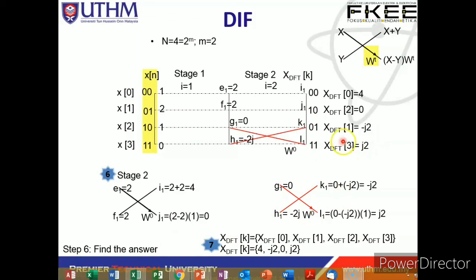Finally, you arrange the values of X DFT. So from X DFT0 we will have 4, then negative j2, 0, followed by j2. So this is the answer of X DFT[k] by using the fast Fourier transform.